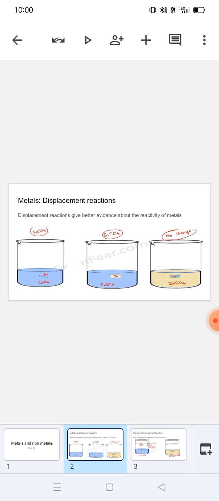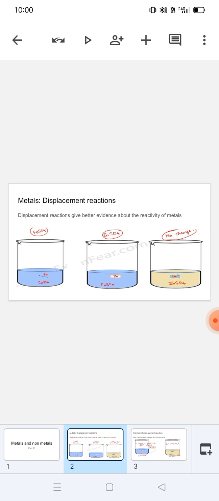If you check the first one, it's blue in color, which indicates it is a copper sulfate solution. The first beaker has a blue color solution, a copper sulfate solution, Cu SO4, the formula of copper sulfate CuSO4. Look at the second beaker, it is also blue, that is, it is also copper sulfate solution. In the third beaker, ZnSO4, Zn represents zinc. Zinc sulfate solution has been taken.